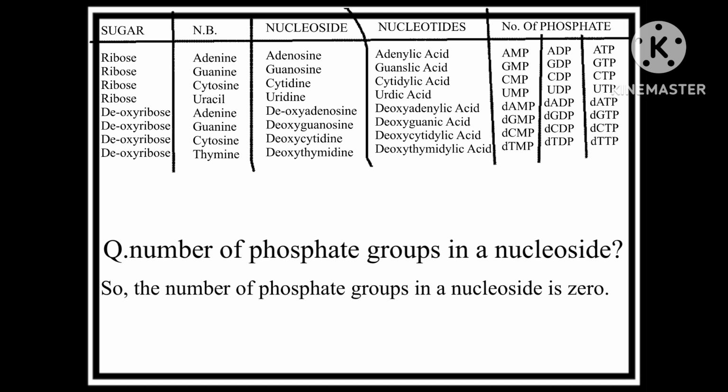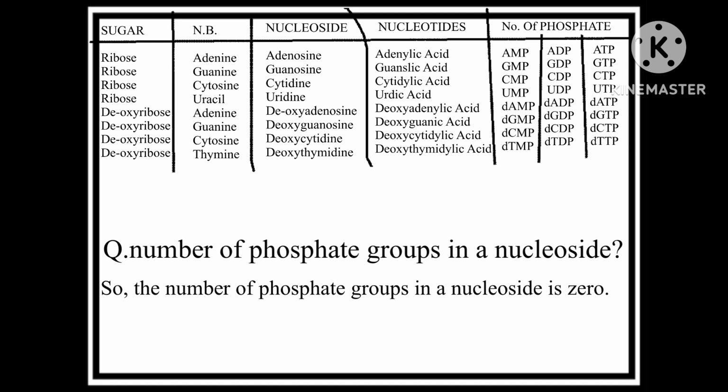CTP. For uridylic acid it will be UMP, UDP, UTP, and for deoxyadenylic acid it will be dAMP, dADP, dATP, and dGMP, dGDP, dGTP, dCMP, dCDP, dCTP, dUMP, dUDP, dUTP. Okay, so by following this way, you can draw any of the following structures.